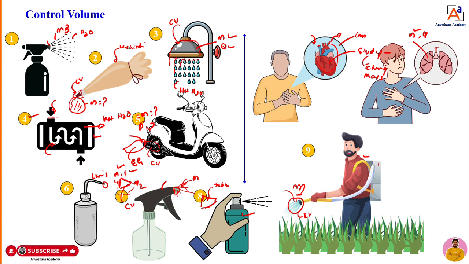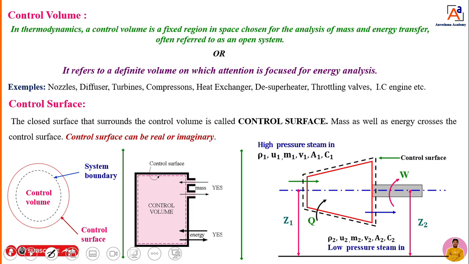Without control volume, I can't do any kind of analysis. That is known to be control volume. So okay, dear students, now I will move towards the exact definition of control volume. Now what is control volume? In thermodynamics, control volume is a fixed region in a space chosen for the analysis of mass and energy transfer. Often it is referred to as an open system.